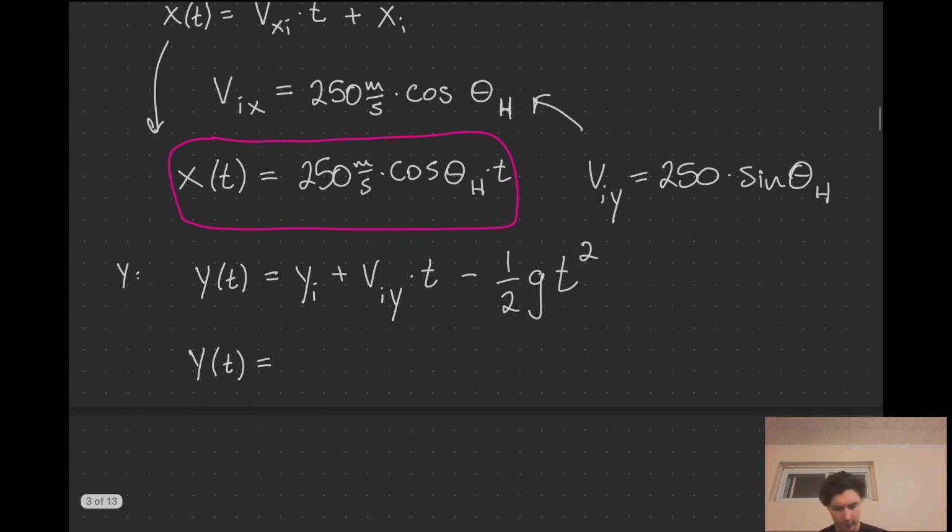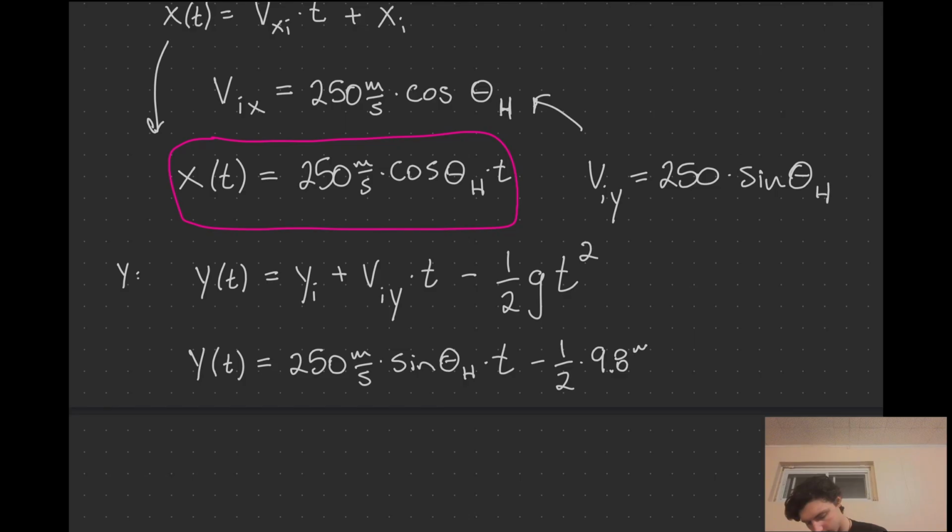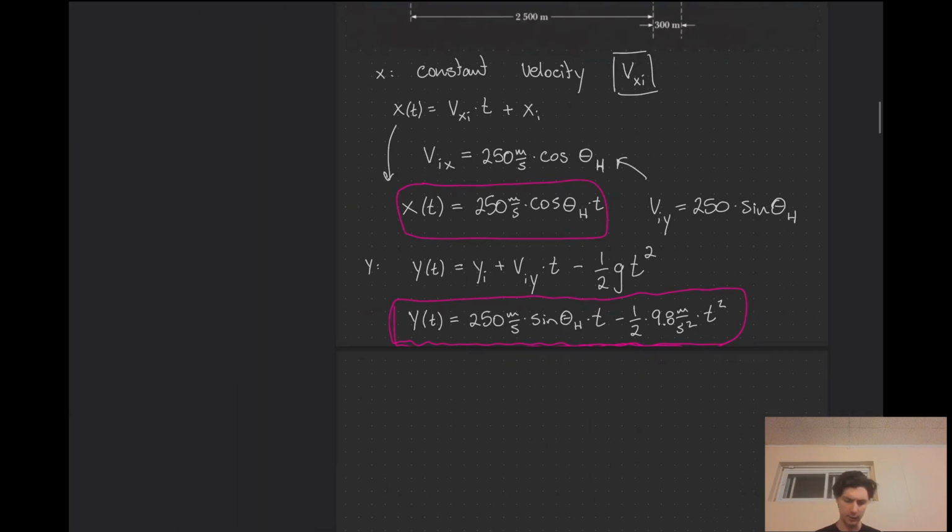All right, now we can replace this. So 250 meters per second times sine theta h times time minus 1 over 2 times 9.8 meters per second squared times t squared. Another interesting equation, which is for sure useful, so I'm going to put a box around it like this. Put a box like that. All right, now what can we do with this?